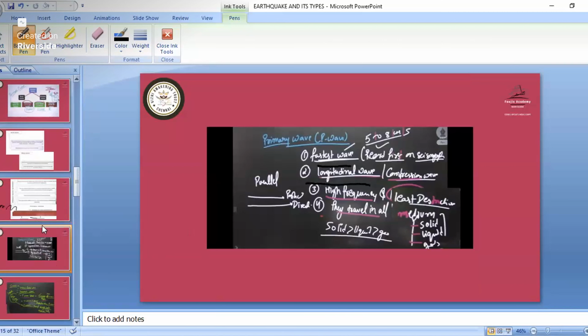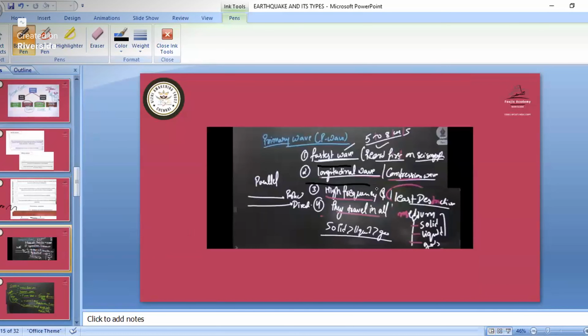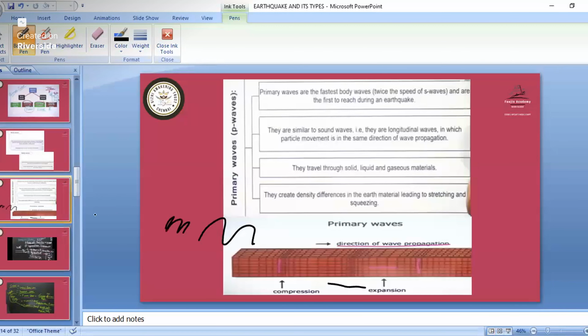Since we have seen that compression and expansion are there, they are traveling in the parallel direction. So they are known as longitudinal waves or compression waves, because in the diagram we have compression. Those waves travel in a parallel way, compressing and expanding. They are known as P waves.